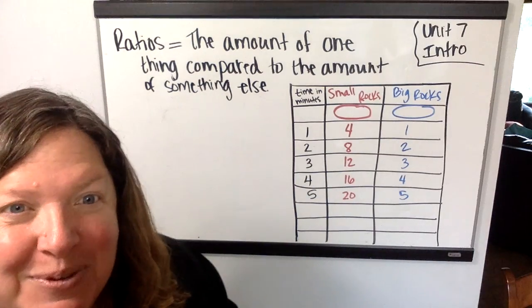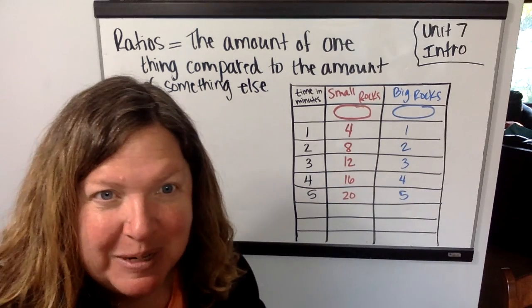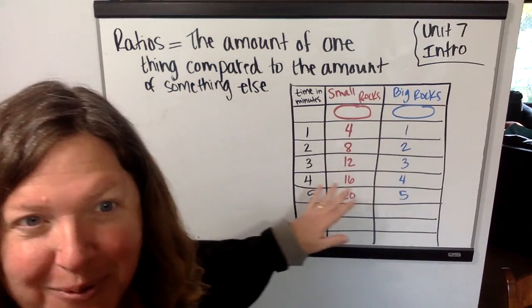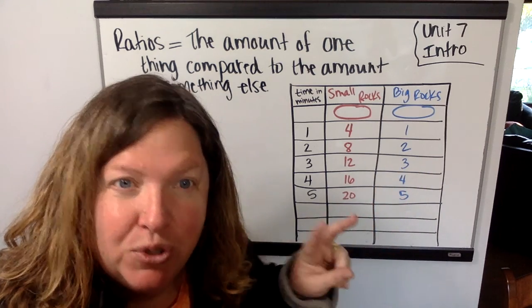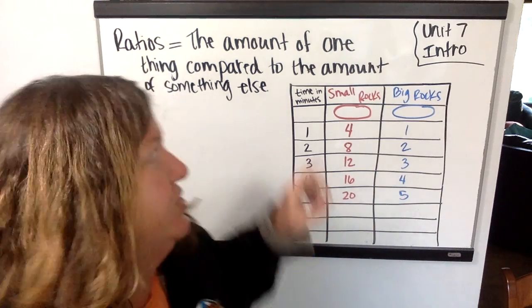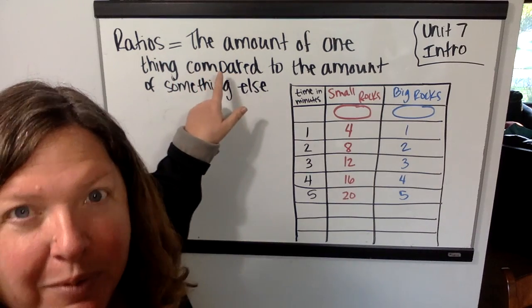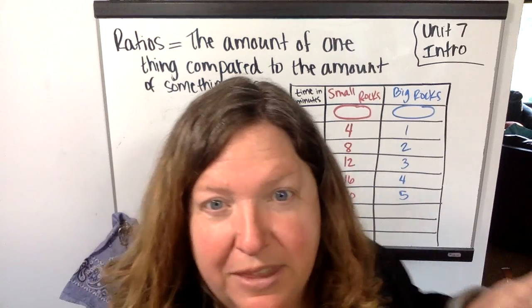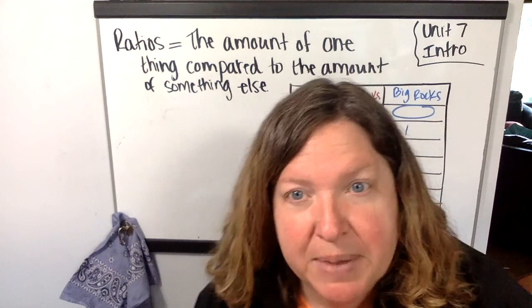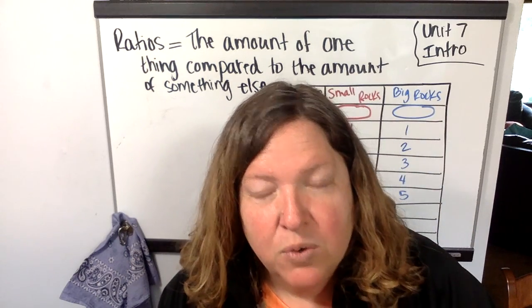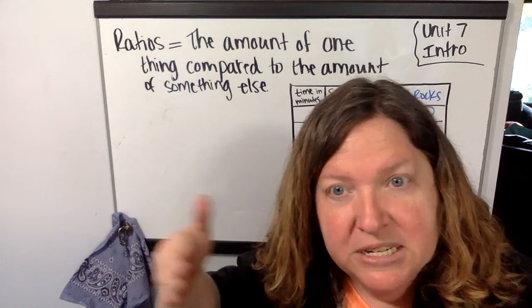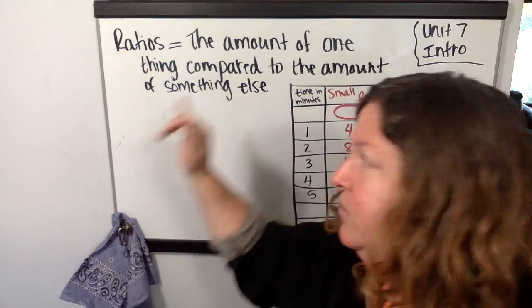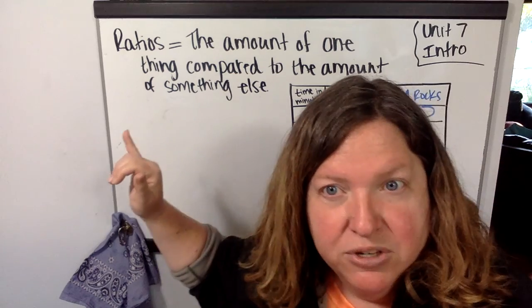Okay, so let's look at the difference now between the ratio table and the two rate tables we just saw. So ratios, remember, are the amount of one thing compared to the amount of something else, whereas the rates were the amount of something compared to a constant, like how much time had gone by. The ratios are one thing compared to another.